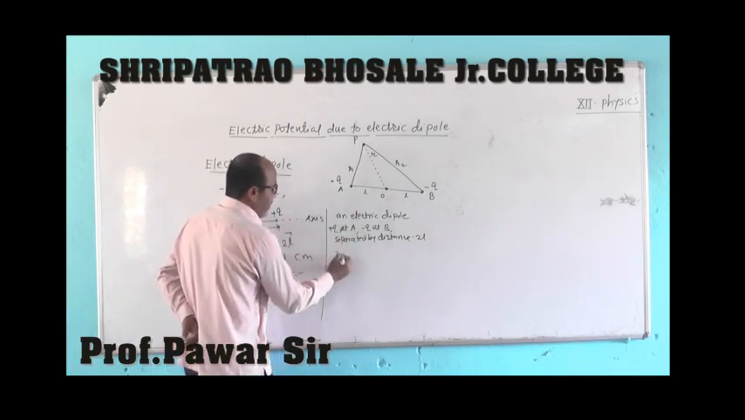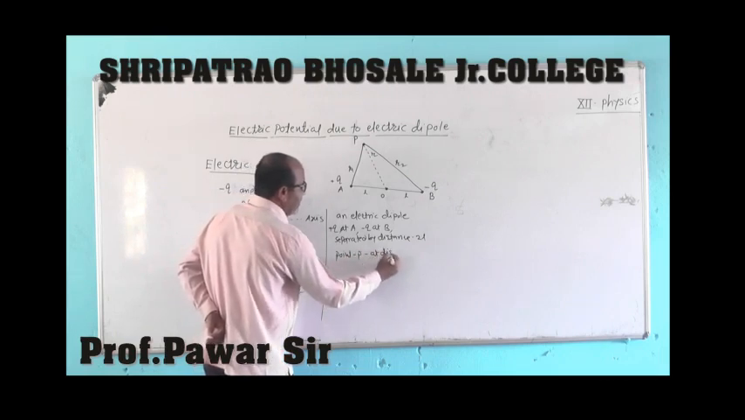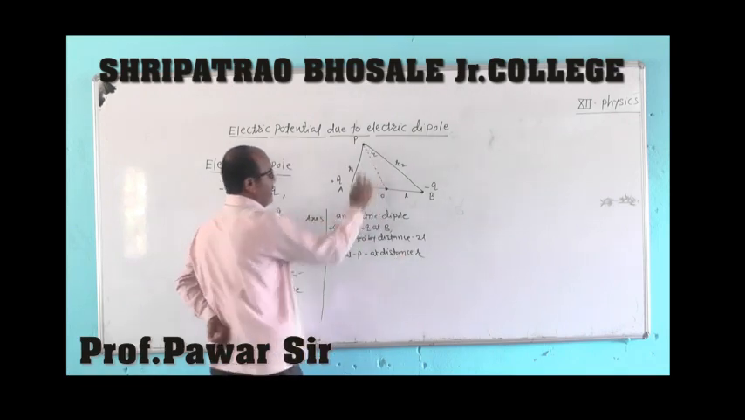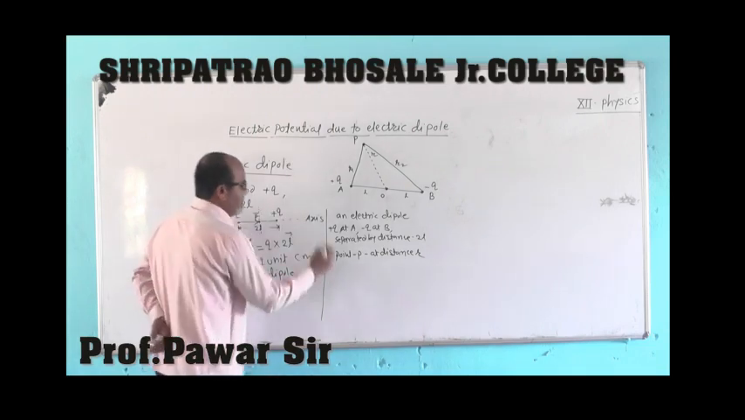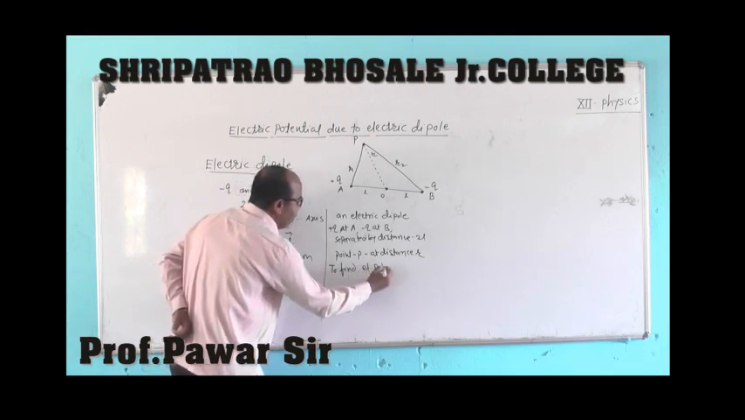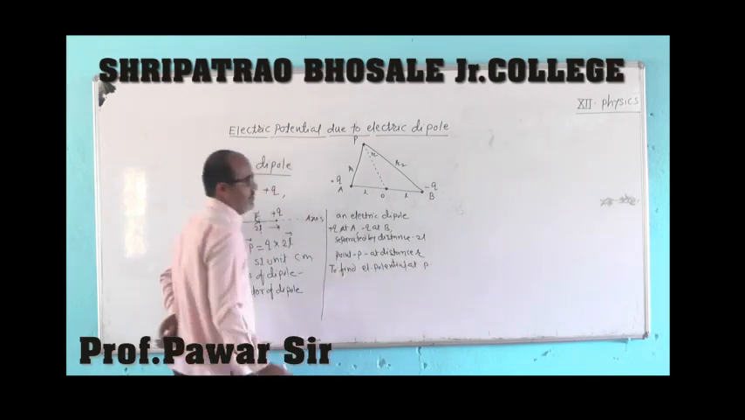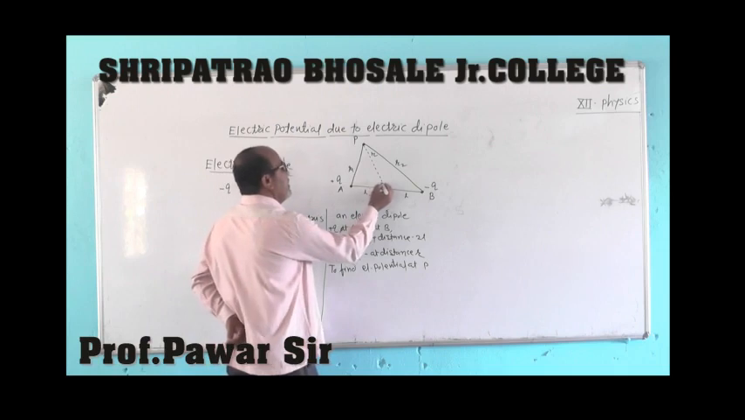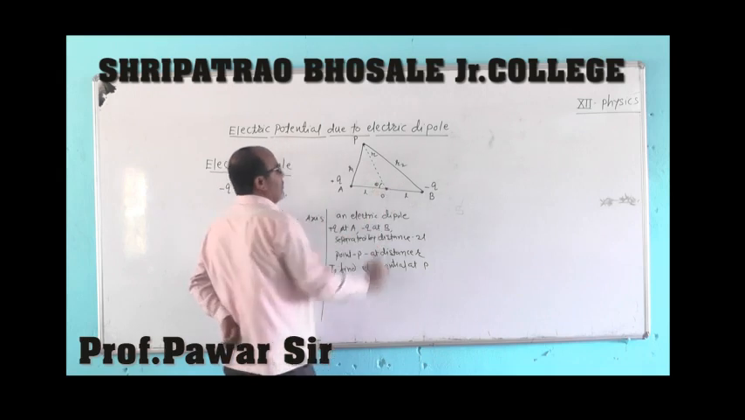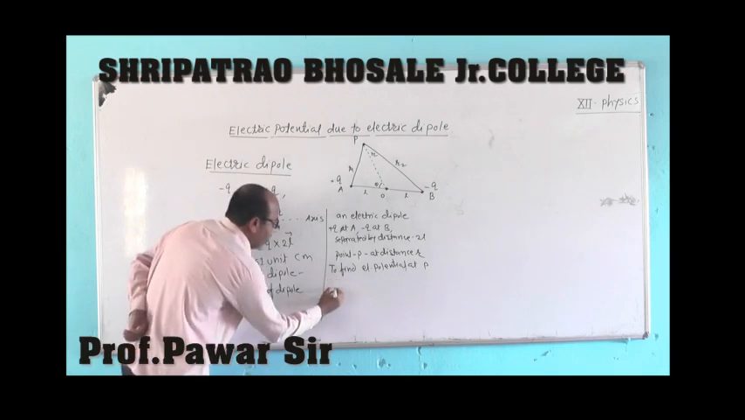Then consider a point P which is at distance r from the center of the dipole. This is the r distance. Our aim is to find electric potential at P. Let theta be the angle made by line OP with the axis of dipole. Then we'll write step by step.